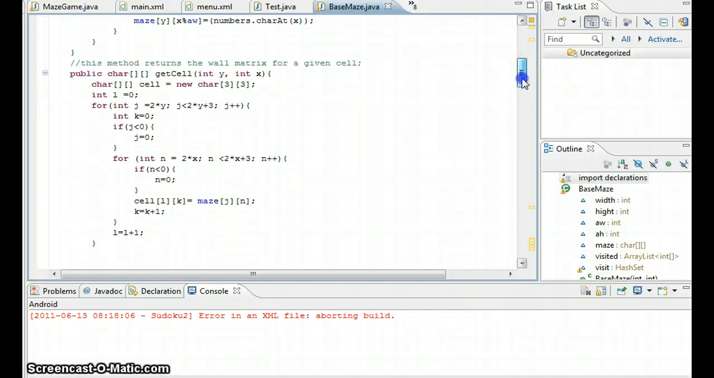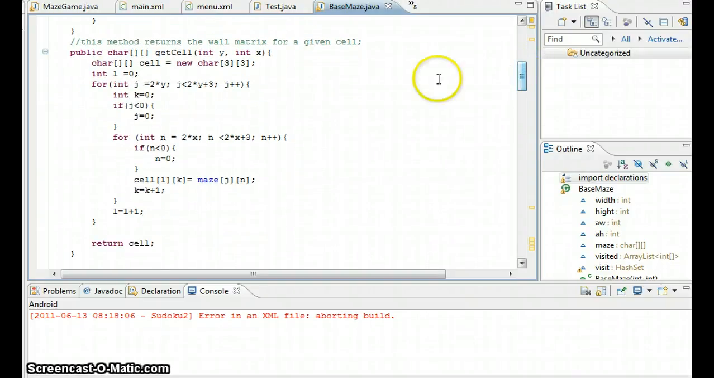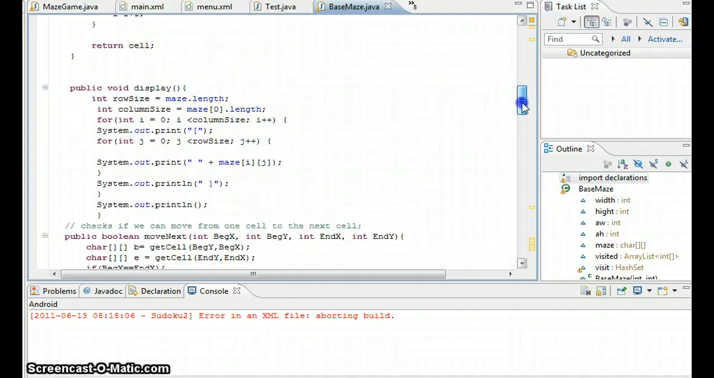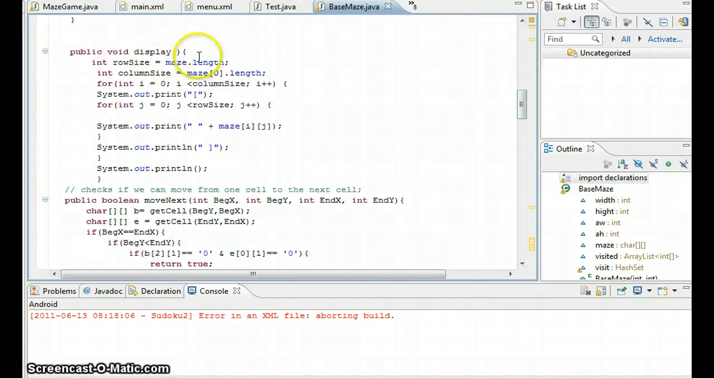And here we have a get cell method. If you're given a y and x coordinate of a cell, we can get a small matrix of the ones and zeros of that cell, so we can see where the walls of that cell are. And this displays the maze. It just displays the ones and zeros of the maze, that array.